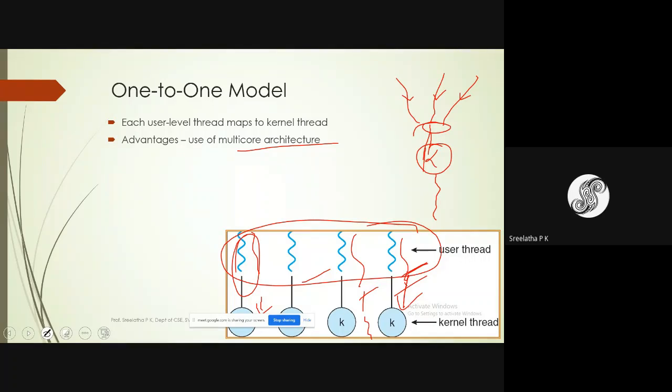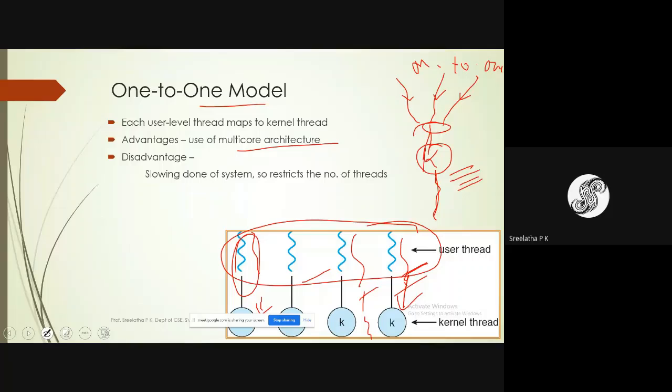But usually, every nanosecond there is a need of the kernel, that is, the operating system. Fine, that is, accessing the memory, accessing the processor, accessing the virtual memory, taking the addresses. For all this, the operating system services are required. So as there is only one kernel thread, the multi-core architecture cannot be used in the many to one model, whereas in the one to one model, the multi-core architecture can be used.